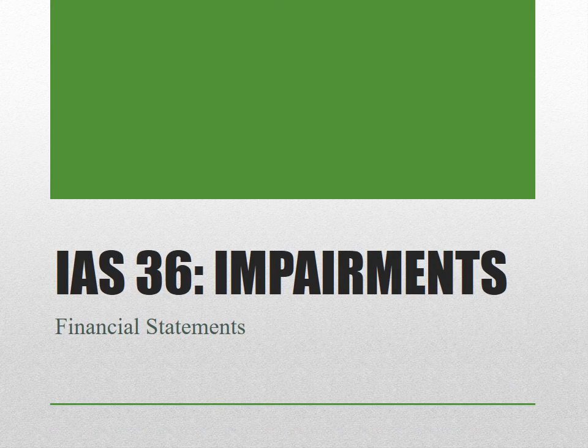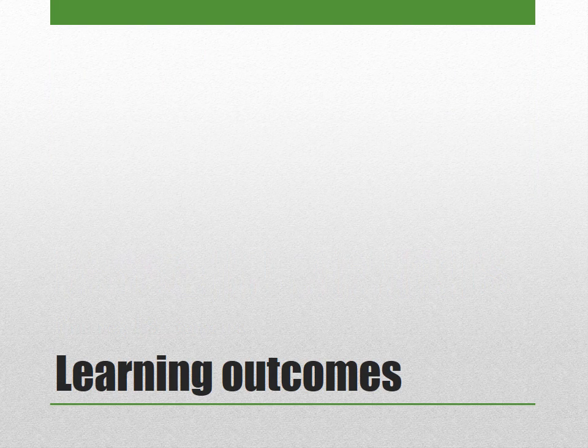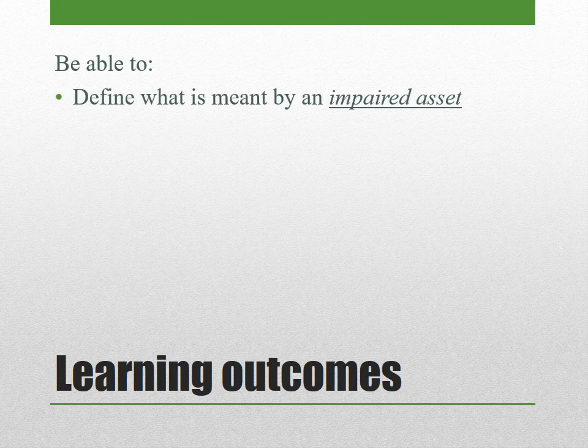In this short video we're going to look at the basics of IAS 36, which covers impairments. So what are we going to cover? Well, first of all, we're going to define what's meant by an impaired asset.